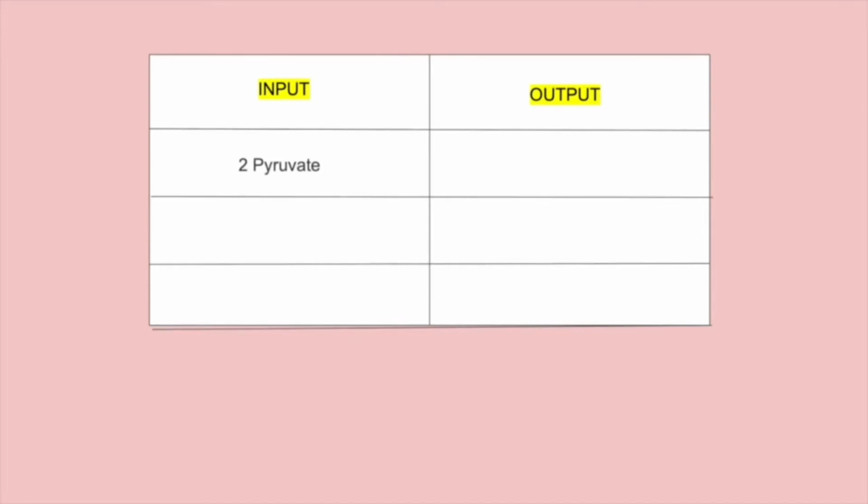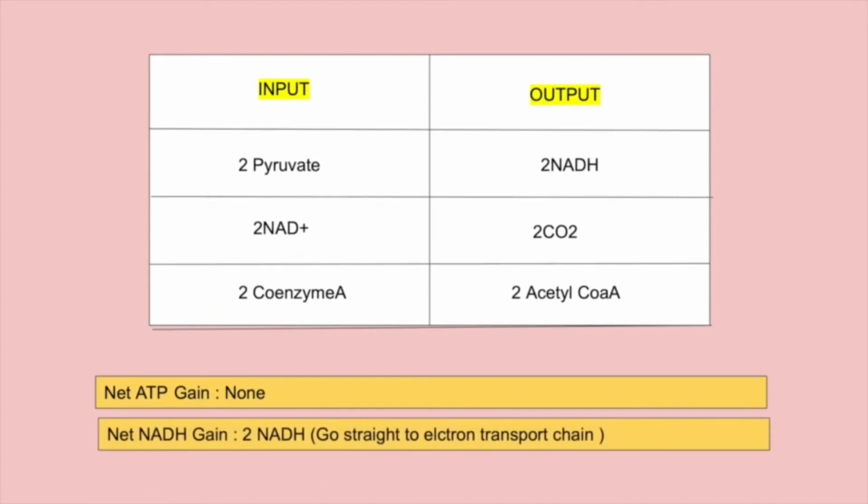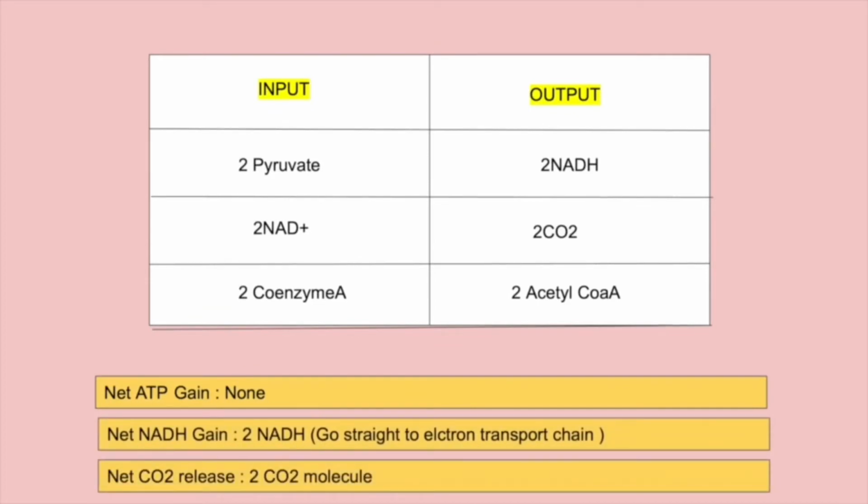For input and output: the input is 2 pyruvates, which we get from glycolysis, 2 NAD+, and 2 coenzyme A. The output is 2 NADH, 2 CO2, which are released out of our body, and 2 acetyl-CoA. In the preparatory reaction, there is no ATP gain, but there are 2 NADH that will go to the electron transport chain to be used for making ATP. Also, there are 2 CO2 that will be released from the process and get out of our body.